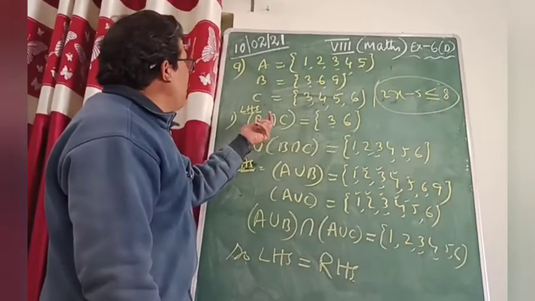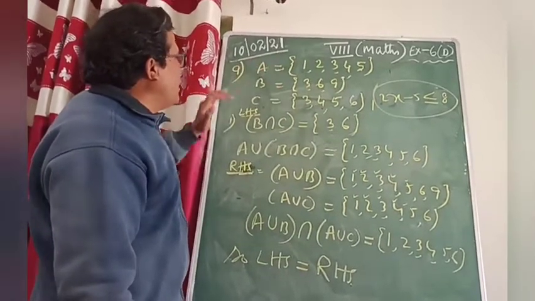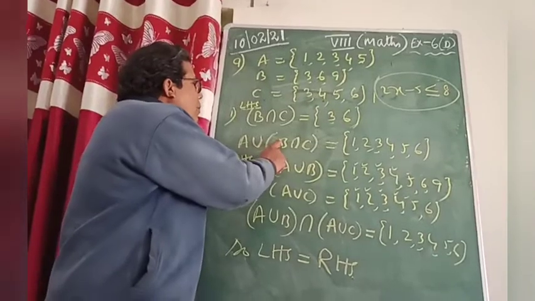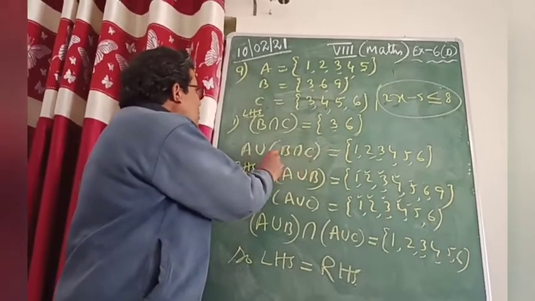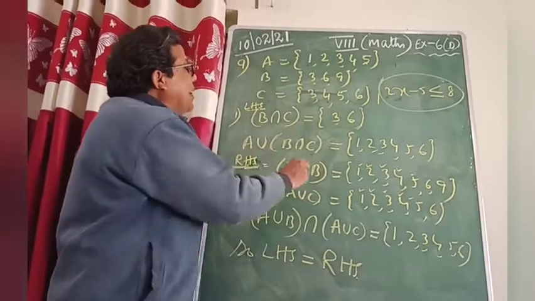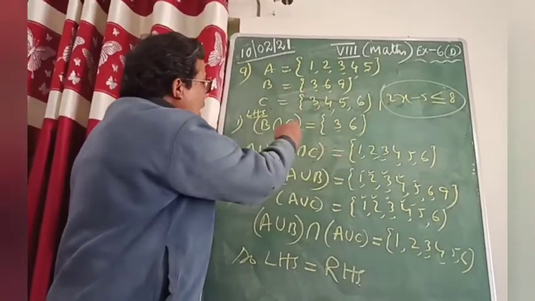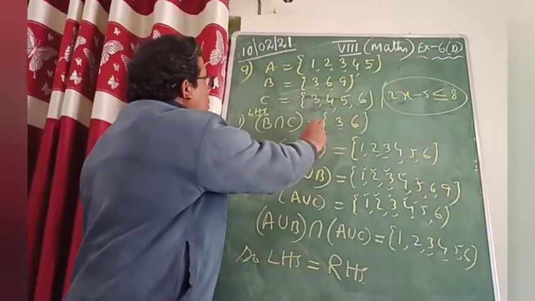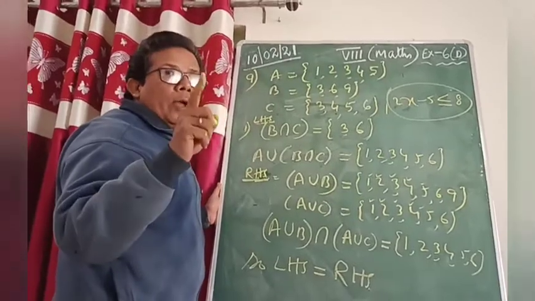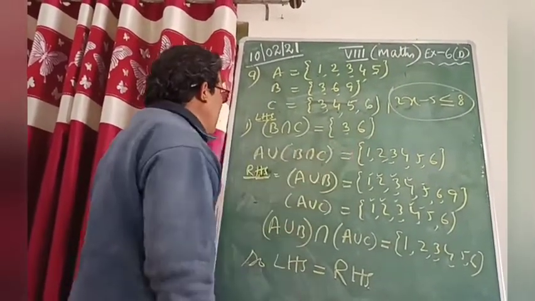What I have done here? B intersection C. You know the meaning of intersection? Just the elements common in B and C. These two I got. Next, the question said A union B intersection C. That means you have to add the elements of A and the elements of B intersection C. So first I have written all the elements of A, and then I found out the elements of B intersection C, and always remember no elements are going to be repeated. So whatever comes, I have written it here.